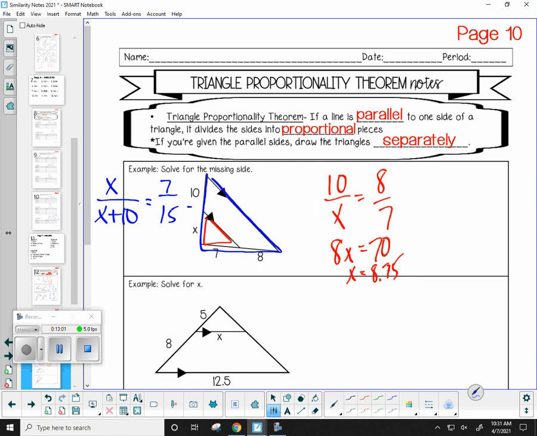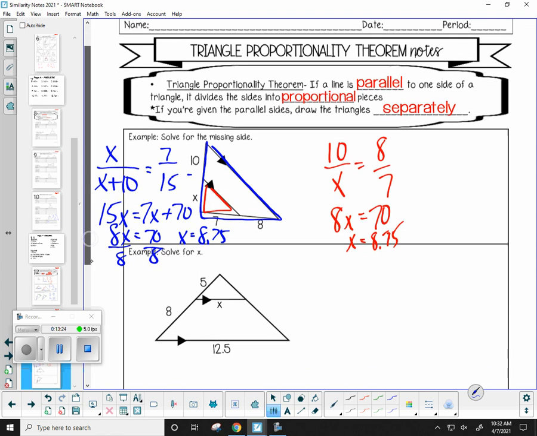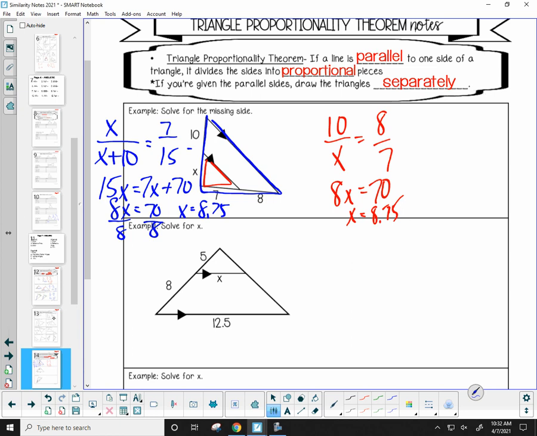So now when I cross multiply, I end up with 15x equals 7x plus 70. Subtract my 7x, I have 8x equals 70, which looks right back to where we started over there. Divide by 8, and I get x equals 8.75. So those parallel lines actually cut my legs into proportional parts. So that is the shortcut.